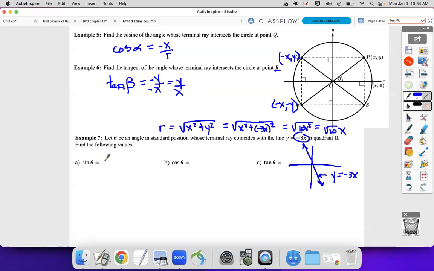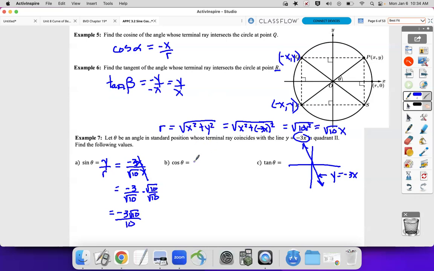So the sine theta generically is the y over the r. Now we know that y is negative 3x as defined up above, and we know r is the square root of 10x. Well, the x's will cancel, so we are left with negative 3 over the square root of 10, and we could rationalize that and say times square root of 10 over square root of 10, and that will give us negative 3 square roots of 10 over 10.